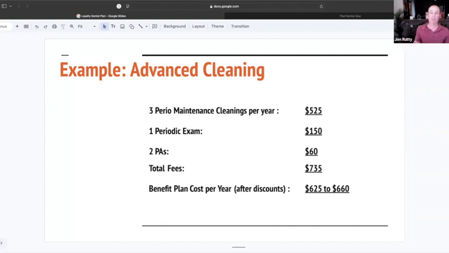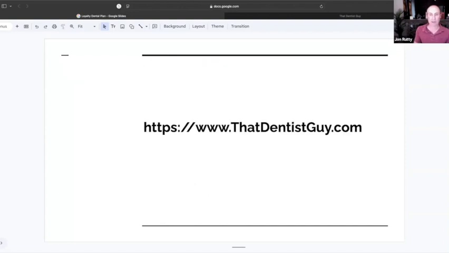It's what it represents. So 625 to 660, they're saving in this plan anywhere from let's look, about $75 to $90 by being a part of the benefit plan, all right? Plus all the money off that they're getting from extra work and that sort of thing. So this really should be a way for people to participate more in your office and not just get cleanings throughout the year, okay?